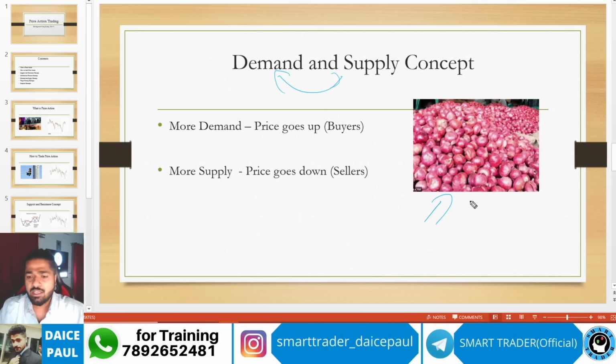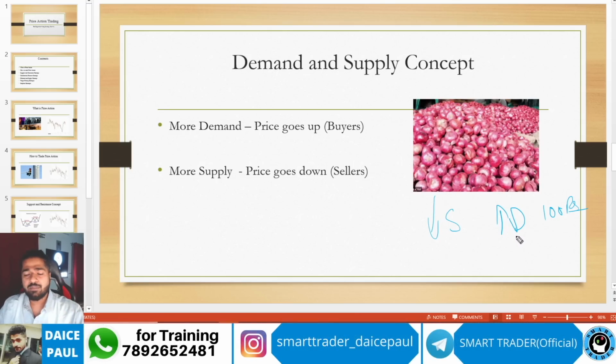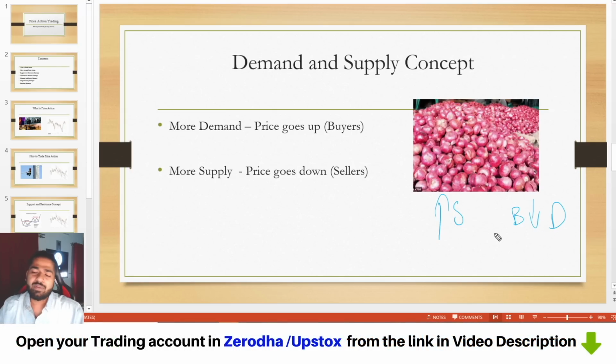Let's say the onion production is so much, too much cultivation has happened, too many onions, the supply is too much, the prices will fall, right? But let's say due to some rain, onions got spoiled and there is very little supply of onions, the demand goes higher, and the price goes to 100 rupees, for example. The price goes higher because supply is so less; there are so many buyers who want onions, but the supply is so less. The other example is too much supply, but the buyers are very few, the demand is very less, so the prices will fall.